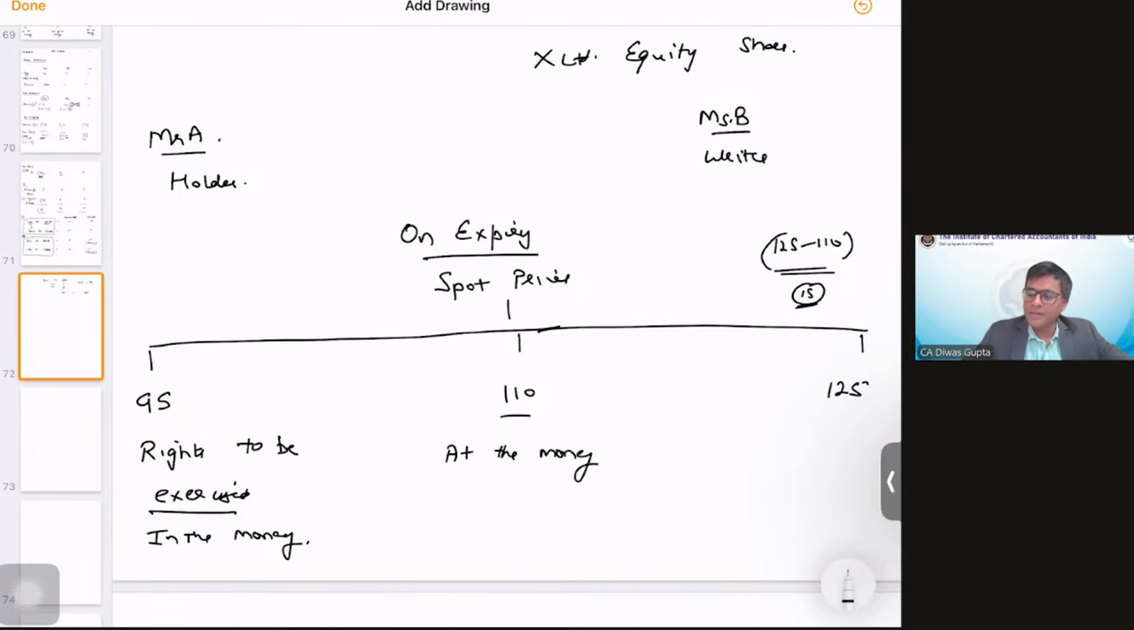Premium will be paid. Premium is already paid, right? So this premium difference is already paid, and we are not talking about forwards. Had it been a forward or future, I would have ended up paying this 15 rupees to the counterparty. Since this is an option, this 15 rupees need not be paid. Only the gain needs to be realized. The loss need not be taken by the option holder.